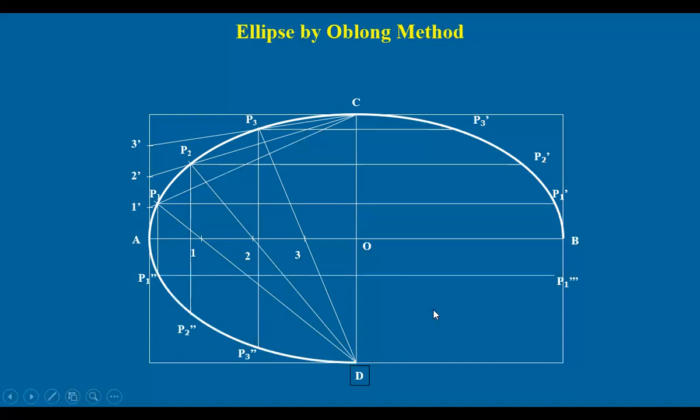The same thing is extended on the right side also. In this 4th quarter, you get 3 points. Joining them, you get the complete ellipse. This is called the ellipse by oblong method.